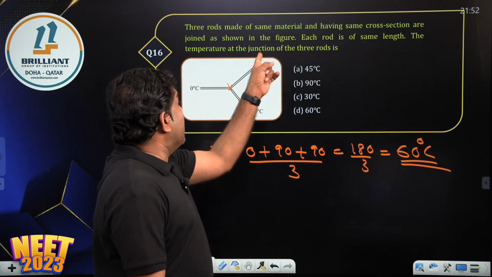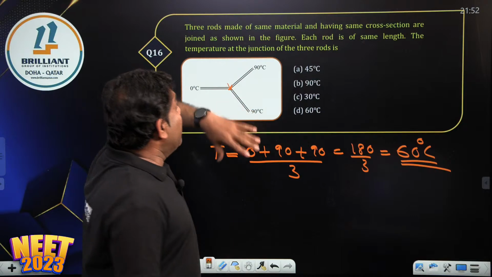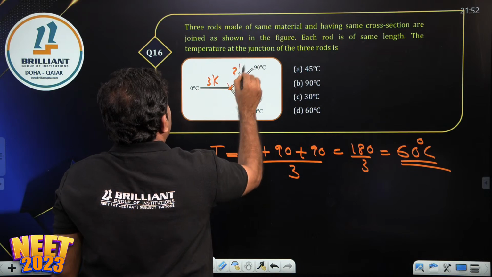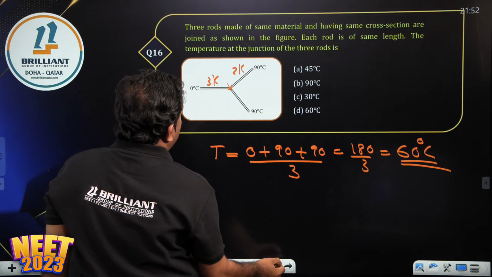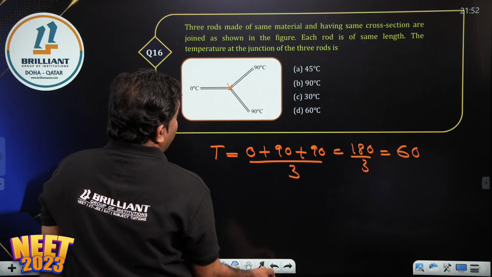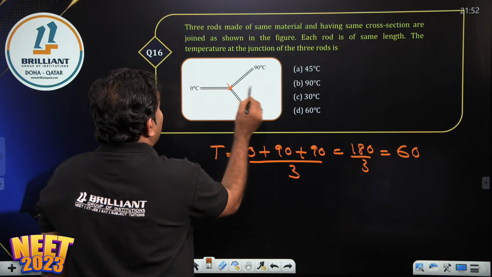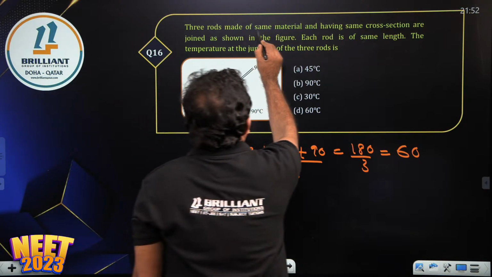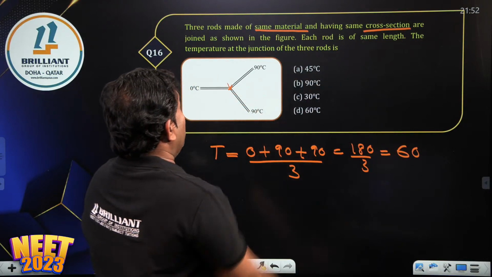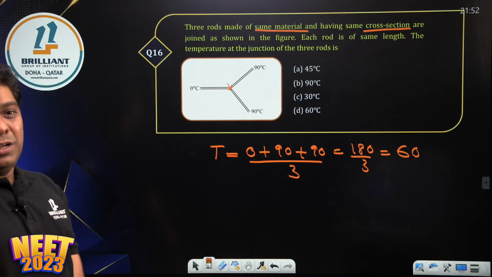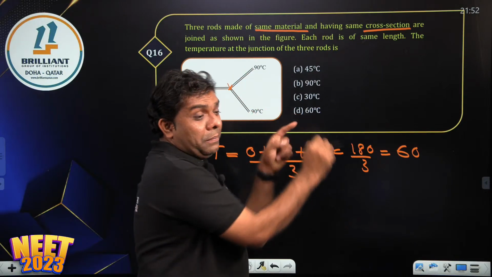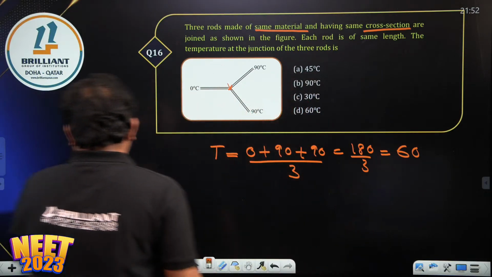Recall that we solved a similar one in the classroom. That question had different temperatures and areas, and different thermal conductivity: here we had 3K, here 2K, here K. But it is not like that here. In this question, all the rods have the same conductivity, same material, same cross-section area and same length. So we can say identical rods. So we can try this idea: the sum of these temperatures divided by 3, which is equal to 60.